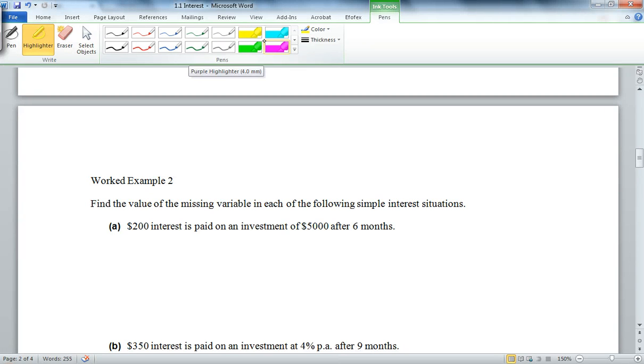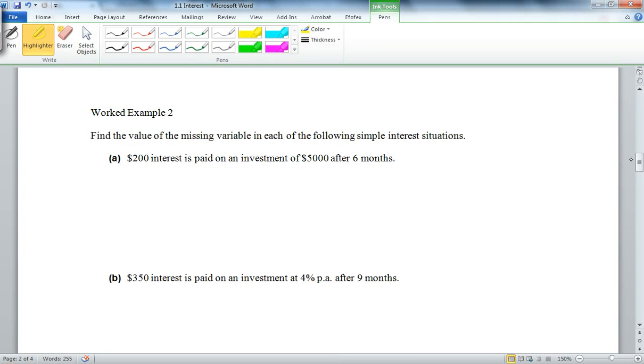So let's look at this second example. The second example isn't using compound interest, it's actually using simple interest. It's a bit more complex of an example. Find the value of the missing variable in each of the following simple interest situations. So we're using simple interest, okay?